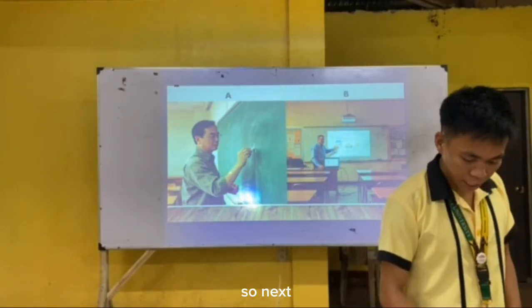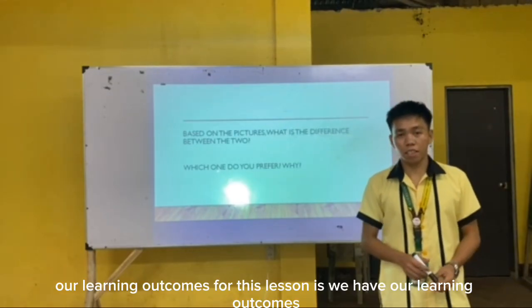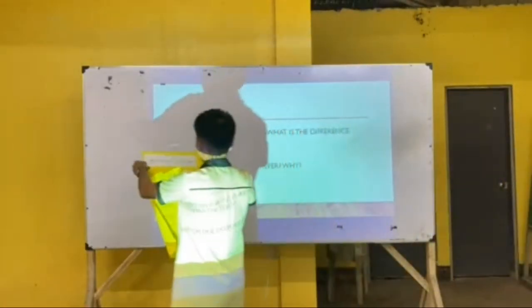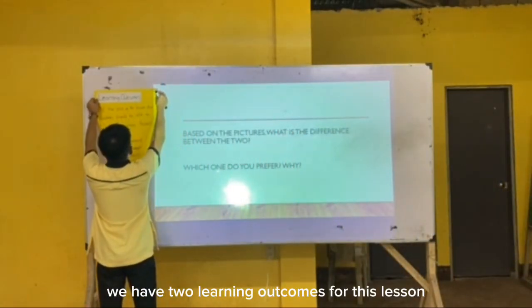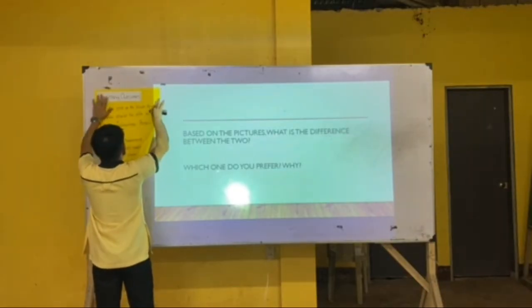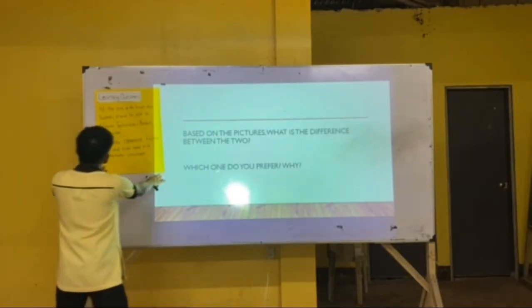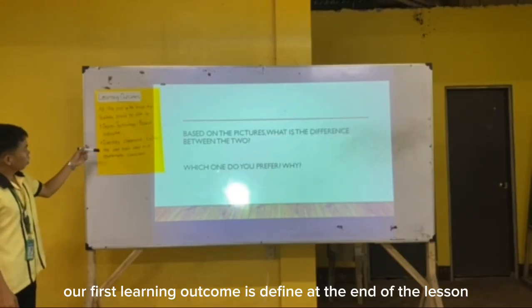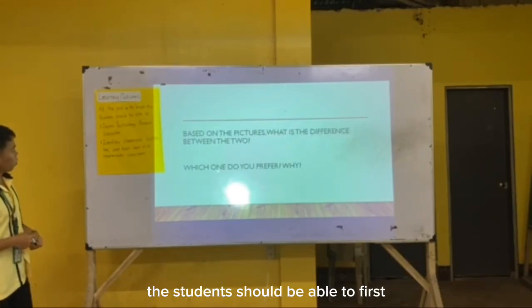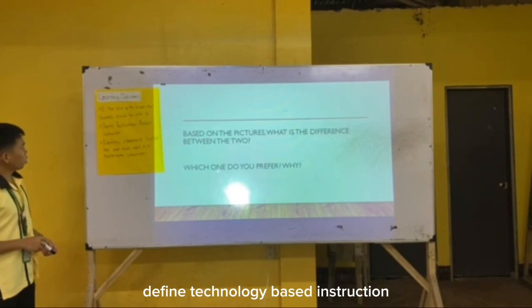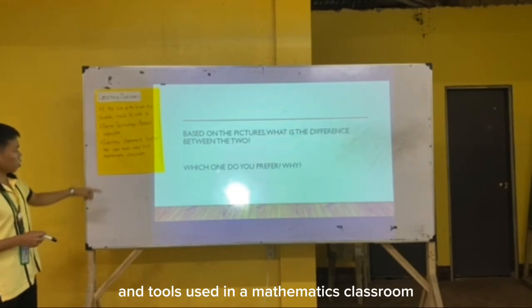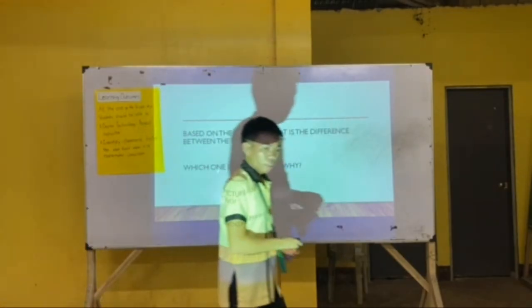So next, our learning outcomes for this lesson. We have two learning outcomes. At the end of the lesson, the students should be able to, first, define technology-based instruction. Second, identify different technology and tools used in a mathematics classroom. So now we move on.